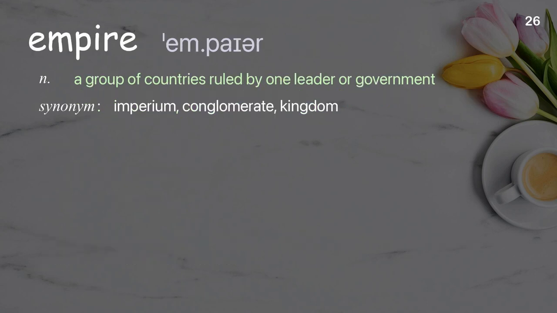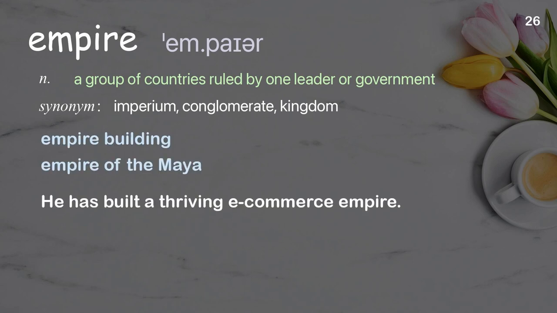Empire. A group of countries ruled by one leader or government. Examples. Empire building. Empire of the Maya. He has built a thriving e-commerce empire.